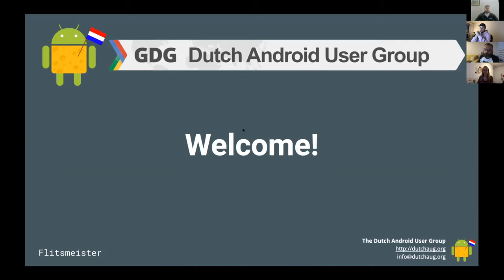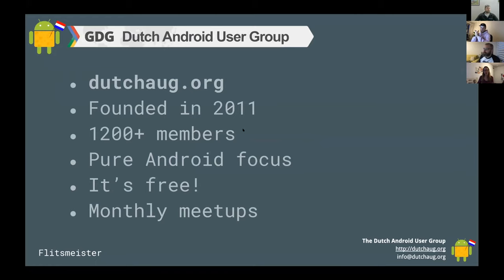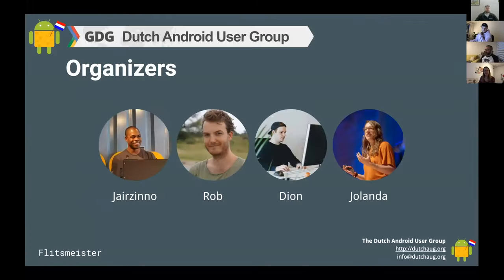So let's start with a small introduction about the Dutch Android user group. We were founded in 2011, and by now we have more than 1,200 members, which is awesome. We're purely focused on Android, and it's a free meetup. So we try to do a meetup every month. For now, those will be virtual. And normally we meet up somewhere in the Netherlands. We try to do it in a place where everyone can visit us. And these are the current organizers, Jasino, Rob, Dion, and me.